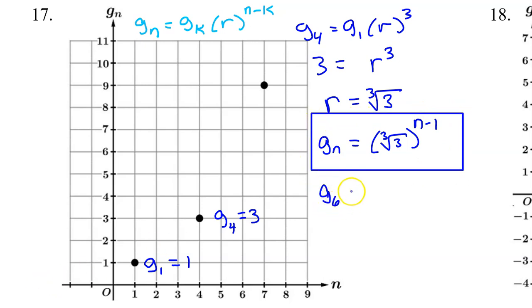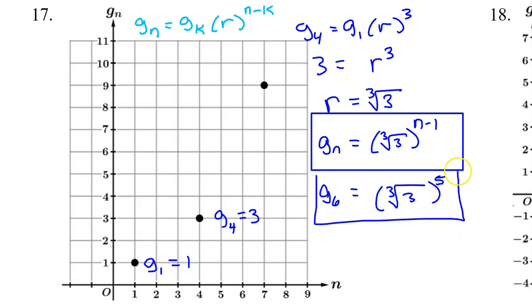Let's use it to find G6. So G6 will equal the cube root of 3 to the 6 minus 1 power. So that's to the 5th power. There's not a ton more we can do with this. So this is one expression for G6.